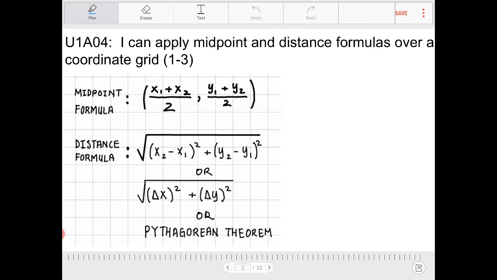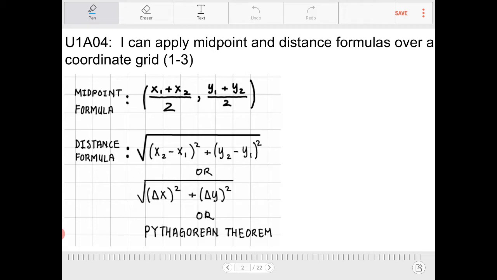The second formula we're going to look at is the distance formula. And the distance formula is given by this long and abstract looking thing. It is the square root of x2 minus x1 quantity squared plus the difference between y2 minus y1 quantity squared, square root. So rather than remembering that long equation, another way of thinking about it is simply finding the square root of the change in x squared plus the change in y squared.